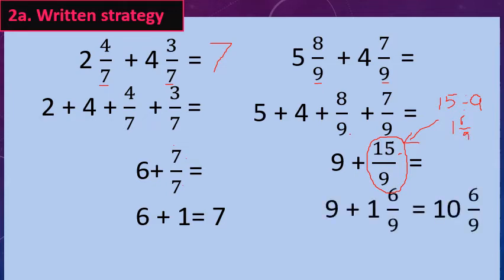So I end up with 9 plus 1 and 6 ninths, and then adding those together, I end up with 10 and 6 ninths. Now, if you ended up with this and you're like, yep, I'm done, that's totally fine. If you wanted to simplify this, I know that 6 and 9 can both be divided by 3. So 6 divided by 3 is 2, and 9 divided by 3 is 3. So my simplified answer is 10 and 2/3.